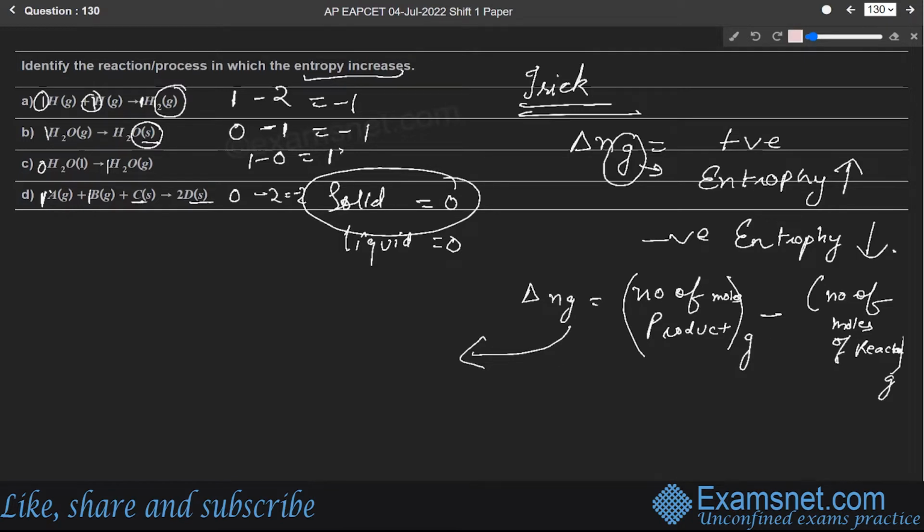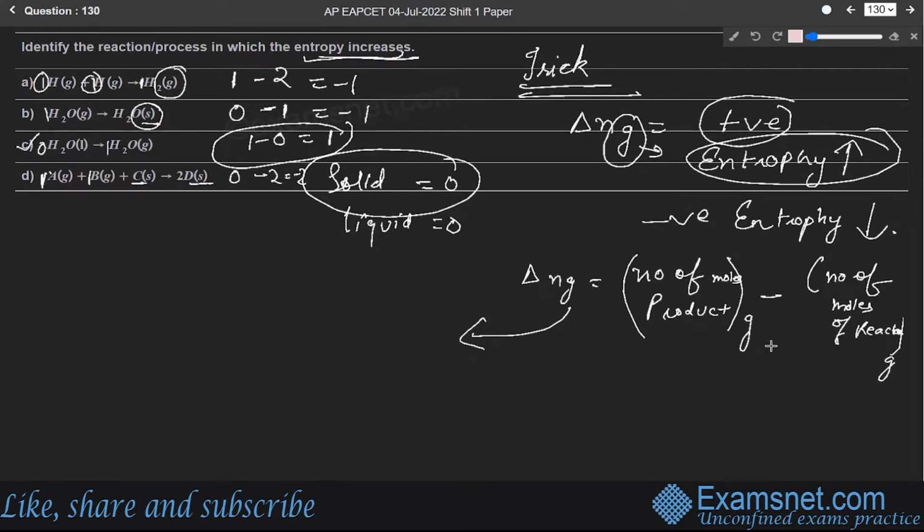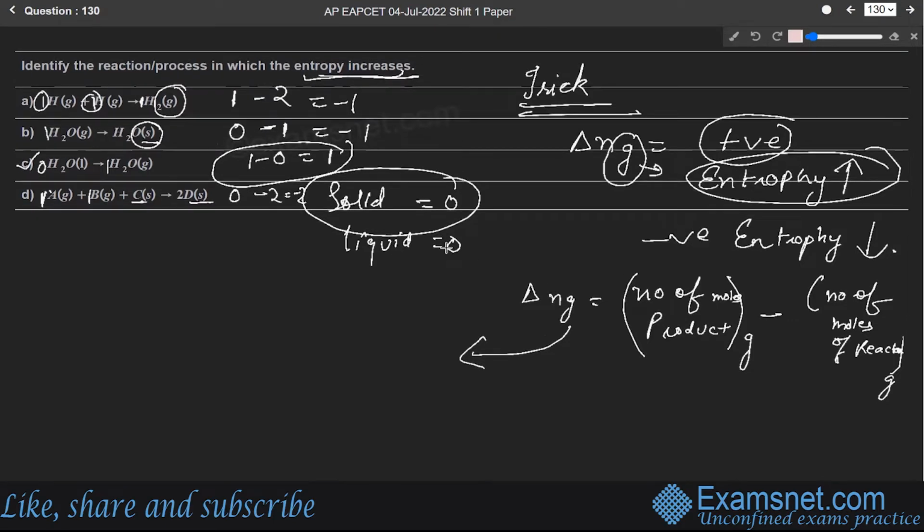Can you see? You are just getting C option as positive because they have asked us increase. And when there is a positive, the entropy increases, right? So C option fits into this question. So C is the correct answer. Again, my trick is very important. You can solve any question of entropy.